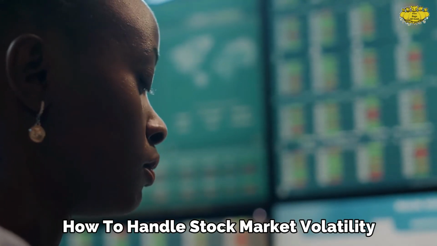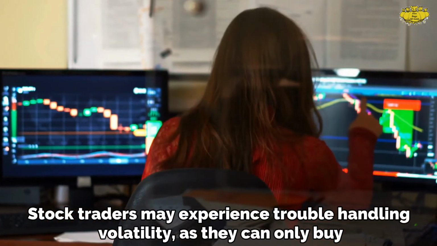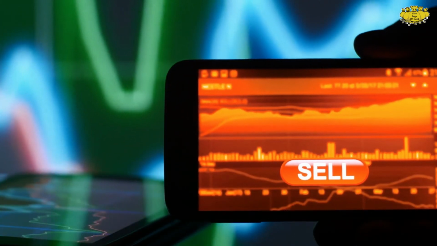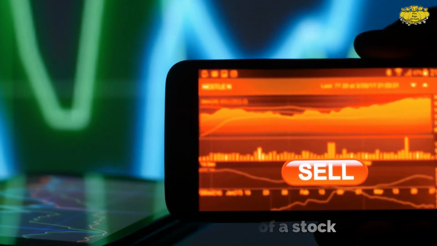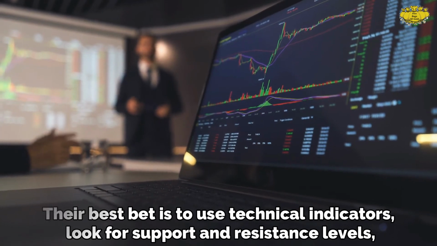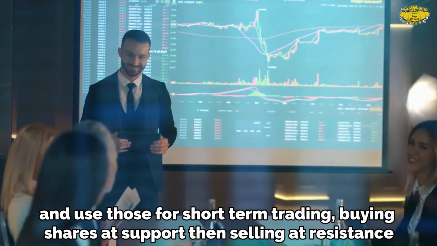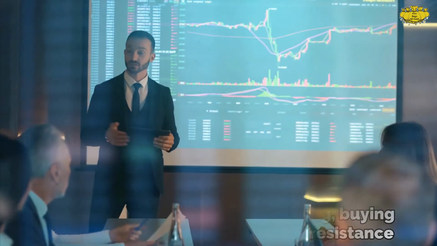How to handle stock market volatility. Stock traders may experience trouble handling volatility, as they can only buy, sell, or short shares of a stock. Their best bet is to use technical indicators, look for support and resistance levels, and use those for short-term trading, buying shares at support then selling at resistance.